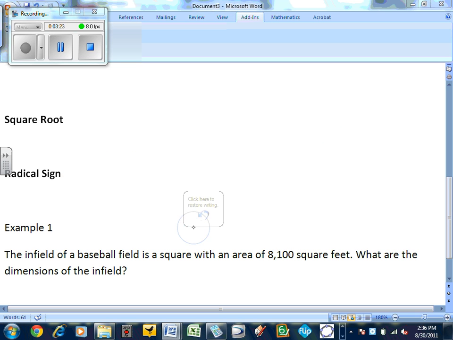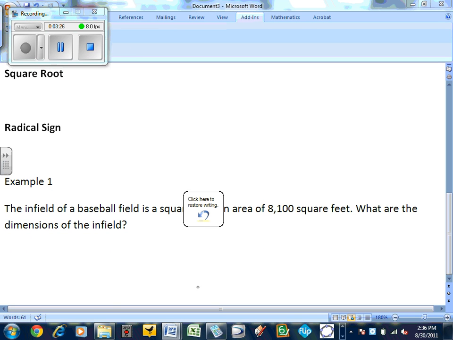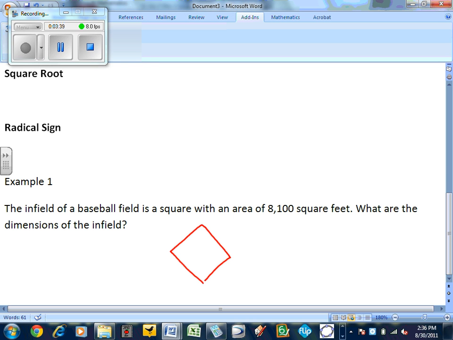Okay. So here's an example. It says the infield of a baseball field is a square with an area of 8,100 square feet. What are the dimensions of the field? So if you think about a baseball field, if I run to first base, second base, third base, home, we've made a square. They're each so far apart, right? They tell me that my infield is 8,100 square feet. So that's my area. We know the area was the side times the side for a square.